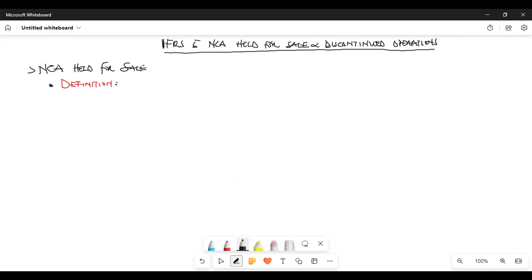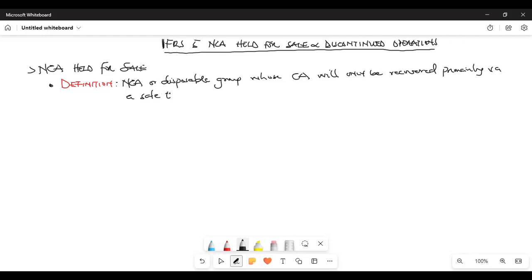Now, what do we mean by NCA held for sale? When we say an NCA held for sale, NCA is a non-current asset. So we are looking at all those non-current assets, or all disposable groups, whose carrying amount will only be recovered primarily via a sale transaction rather than continuous use.